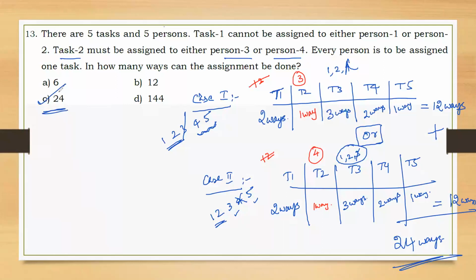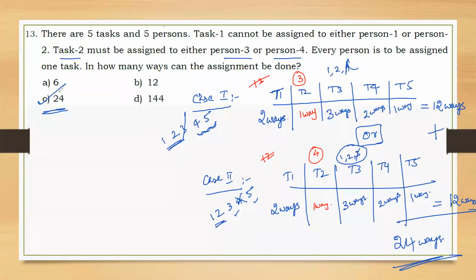Is it clear? The question is assigned to either person 3 or person 4. So if it is person 3, what is the case? Or means plus, right? So if it is 3 in task 2, what is the number of ways? If it is person 4 in task 2, what is the number of ways? That's all. Each person must be assigned to each task.